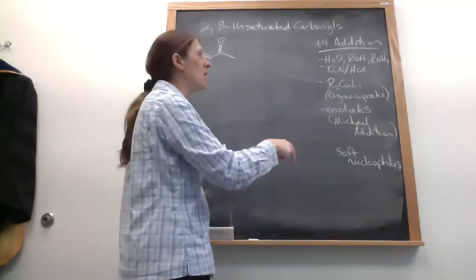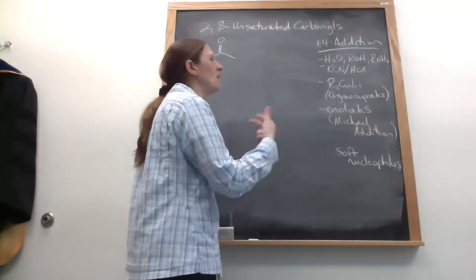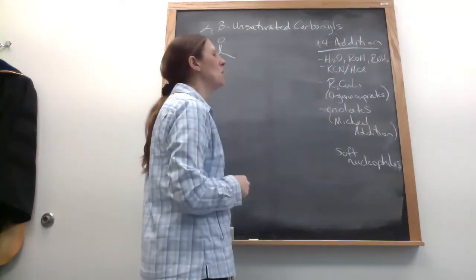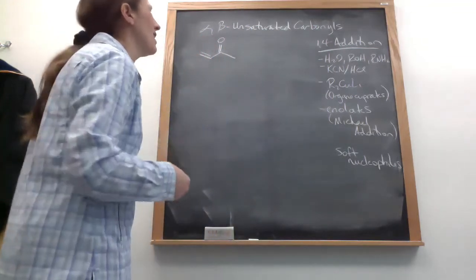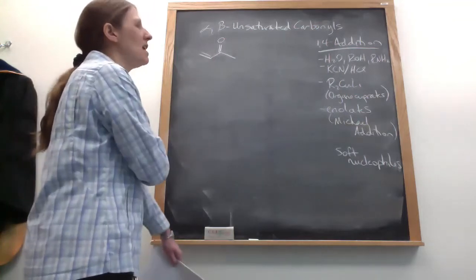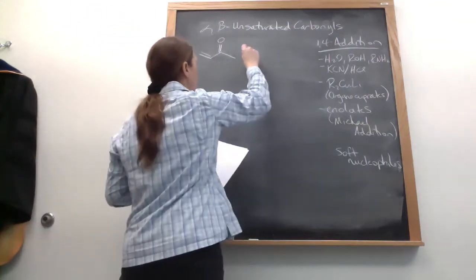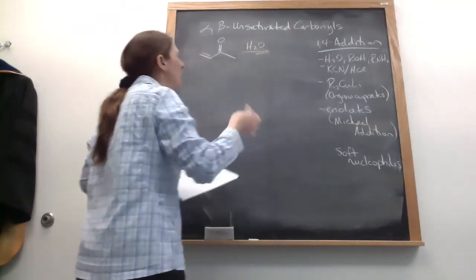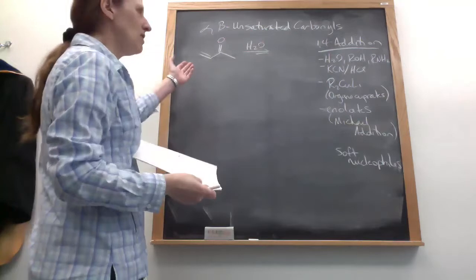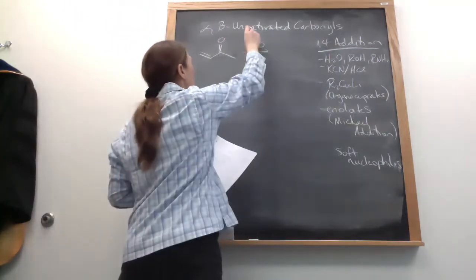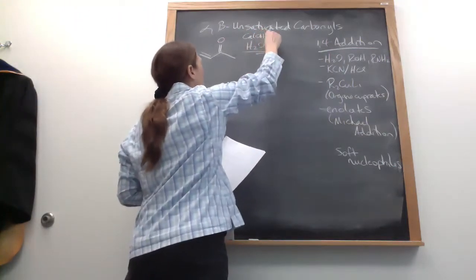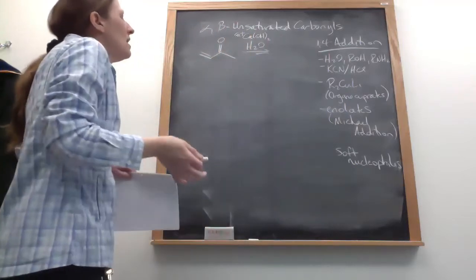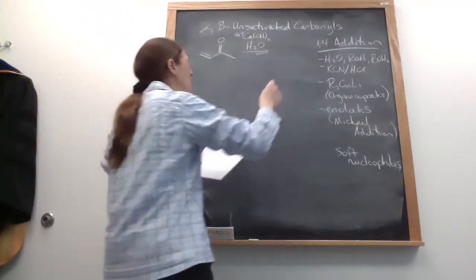I have a list of them on the board. Things like alcohols, water, amines, cyanide. We'll talk about organocuprates, enolates. These are all things that add 1,4 to alpha beta unsaturated carbonyls. So for example, again, these are under equilibrium conditions. If we just add water, you get mostly just the alpha beta unsaturated carbonyl. But if you add a base, such as hydroxide, these reactions go much faster. So in this case, my hydroxide will do a 1,4 addition.